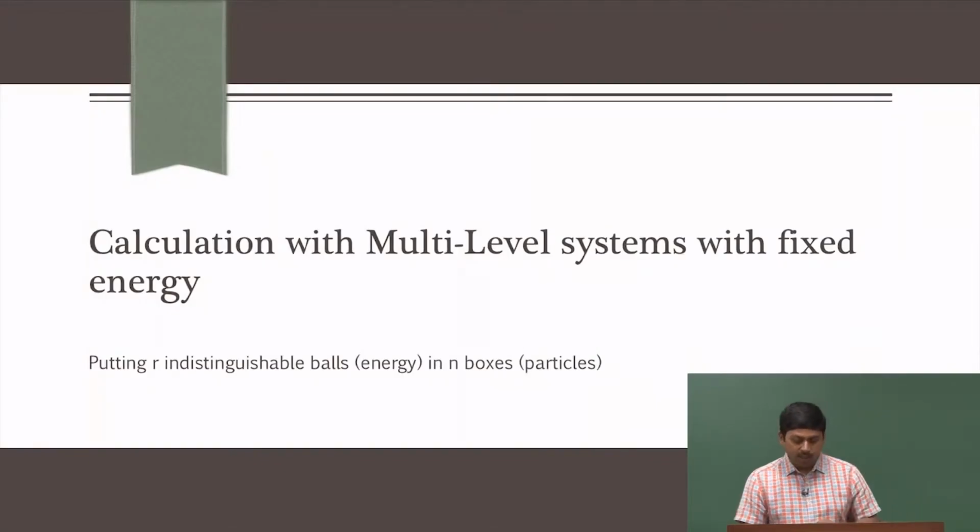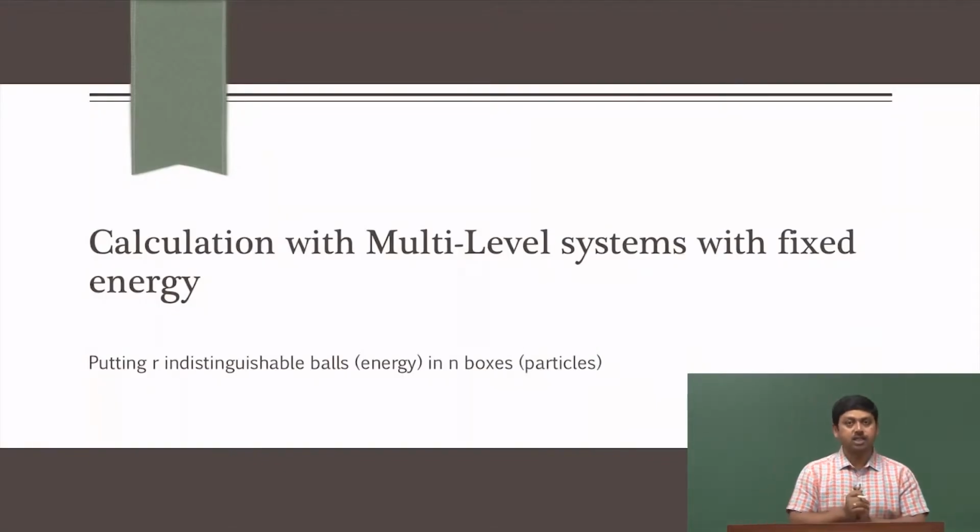We are going to now calculate that multi-level system with fixed energy. That is another constraint that we are adding. Earlier the constraint was that the total number of particles is n, and I divide into 3 levels, 4 levels, 5 levels, and fine with that. Now, I have an additional constraint that I have a fixed amount of energy. Earlier all energy levels were equal. Now, I can have different energy levels, some higher level, some lower level.